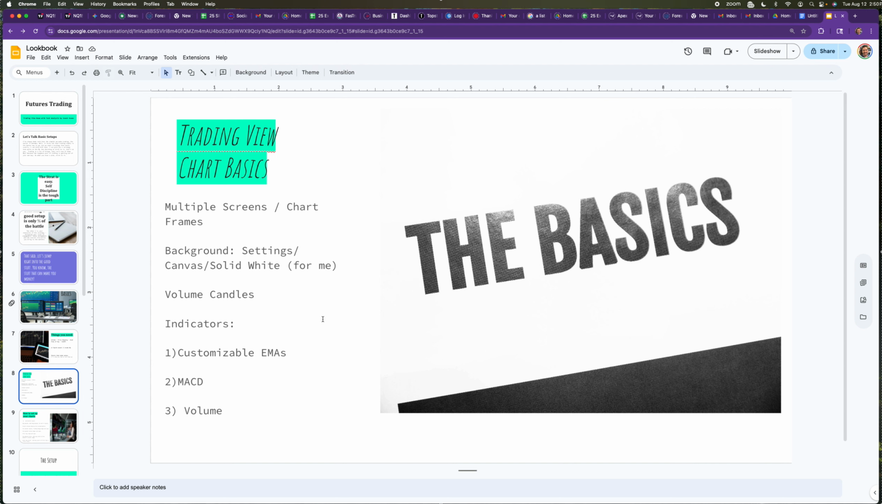Okay. I'll go into a little bit of the background of the way I set them up. I like a white canvas. Most people like black, but white works for me. I use volume candles, and the indicators I use are 3. I use customizable EMAs, MACD, and volumes. Let's get into all these things right now. Let's get into multiple screens and chart frames first, okay?